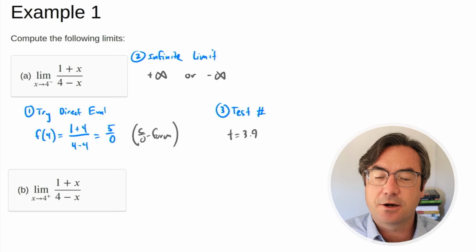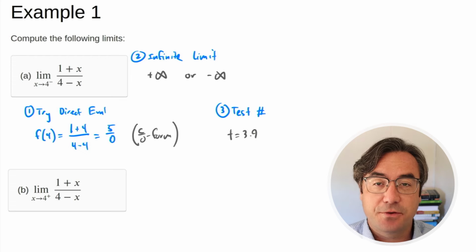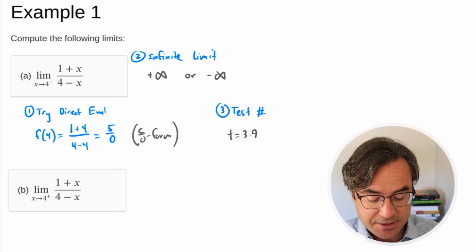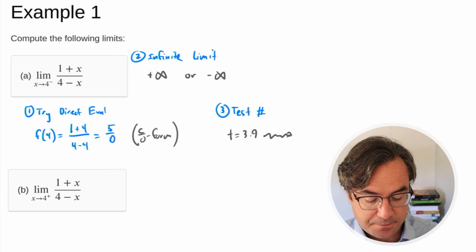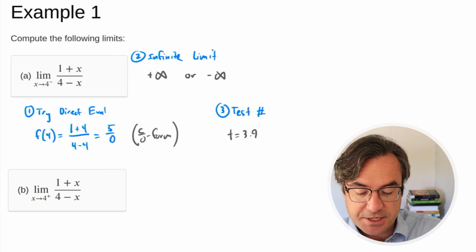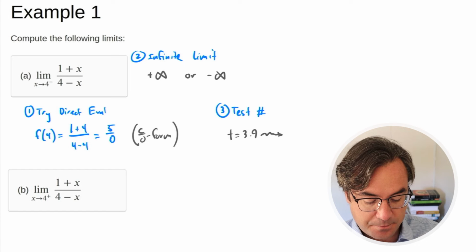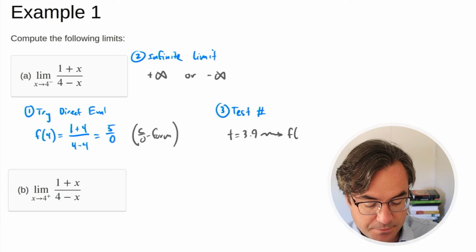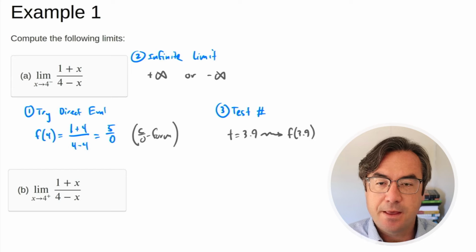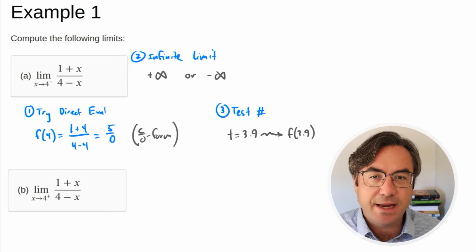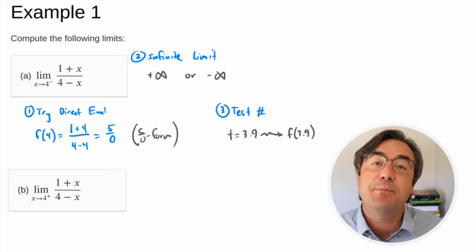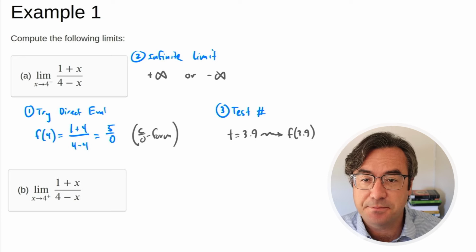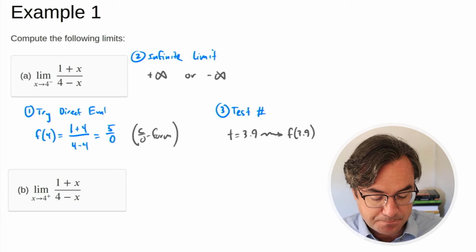So that's going to be our test number for the left-hand limit. And then the idea is we just plug this in. So we just plug this into our function. So let's do 3.9. We don't have to worry about simplifying it all the way down. We just need to know, is the result going to be positive or negative? So let's see what we get.